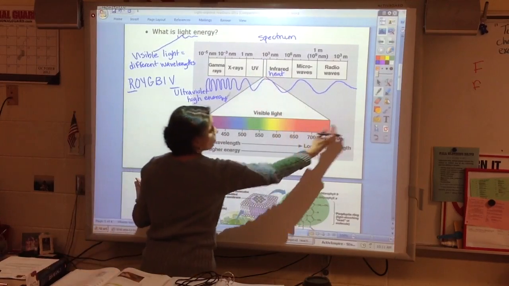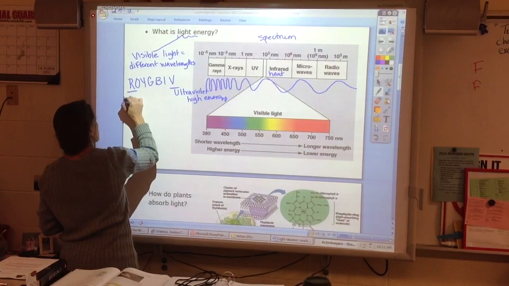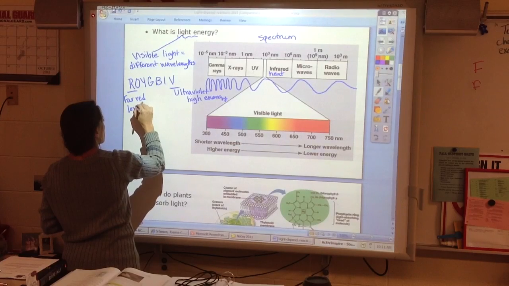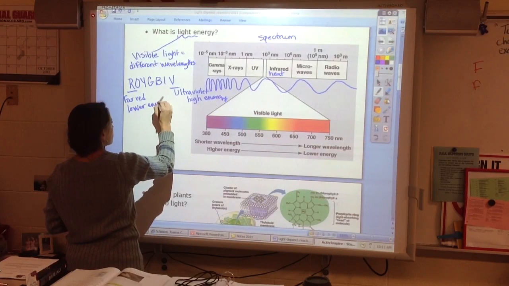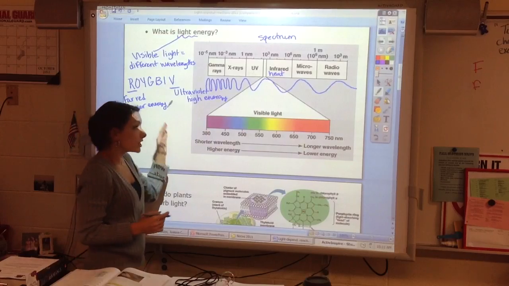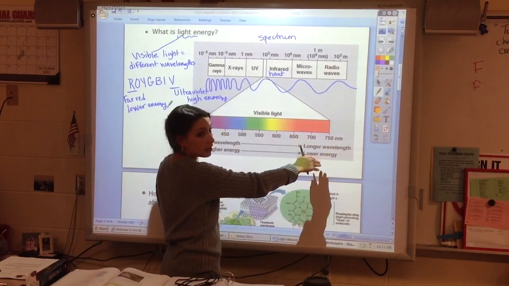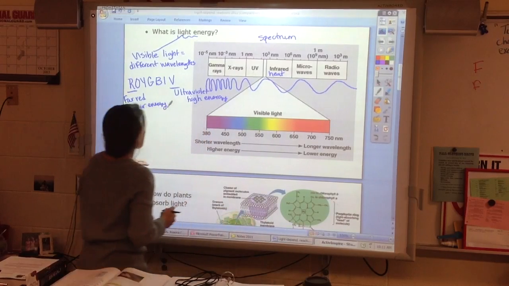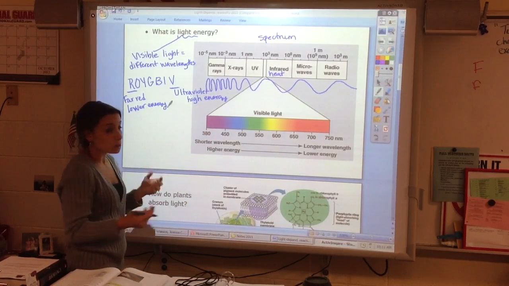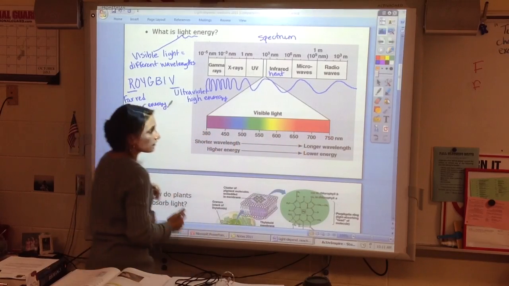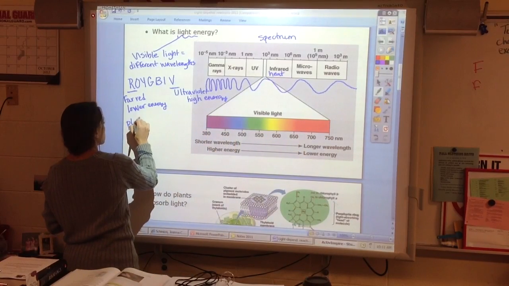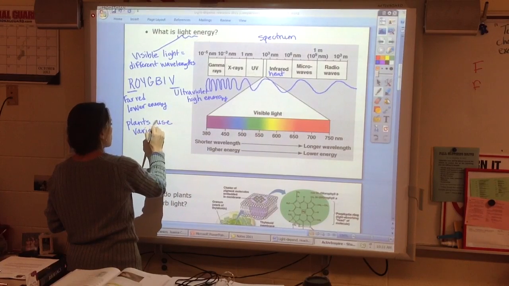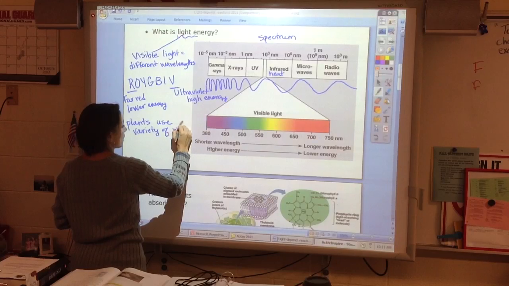Infrared is past the red. So I kind of think of far red, and this is lower energy. So there's actually more energy in the lower wavelengths. This is going to be important because different plants will be able to use different parts of this spectrum. So plants use a variety of wavelengths.